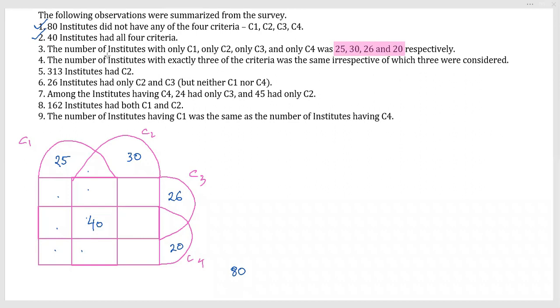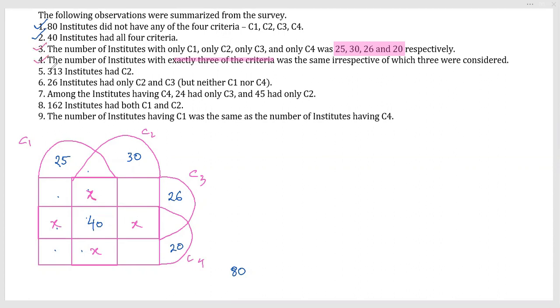Next information: the number of institutes with exactly three criteria was the same irrespective of which three criteria were considered. So can I say that these are the three-criteria segments? I am considering this as a variable X. This is three criteria, satisfying C1, C2 and C3. Similarly, this is three criteria, which is also X. These three-criteria segments will all be the same. It is our point number 4.